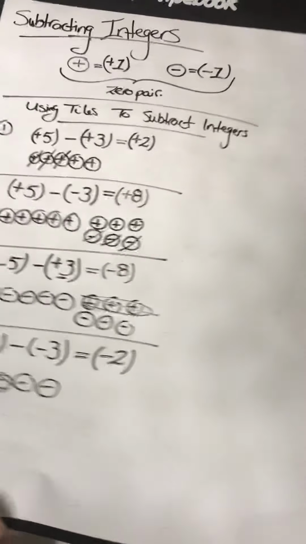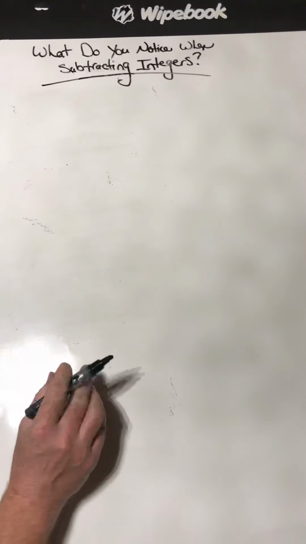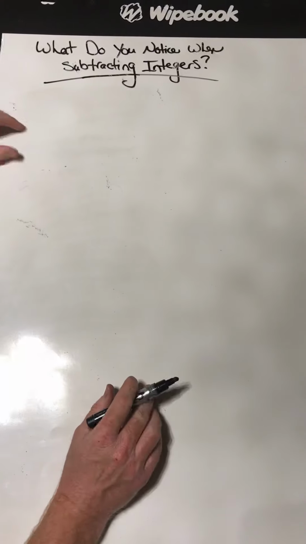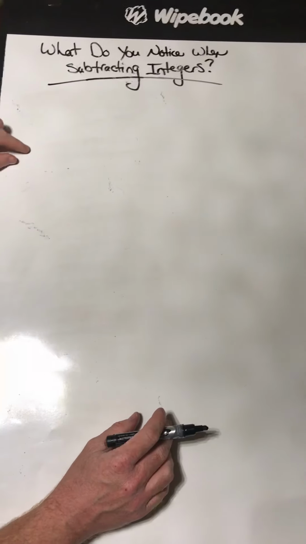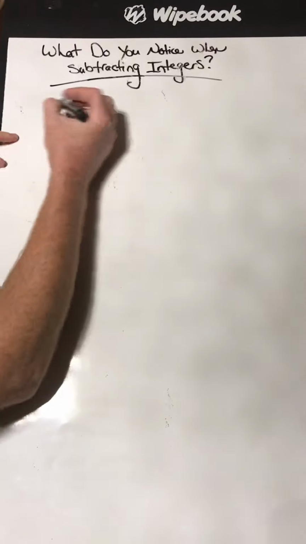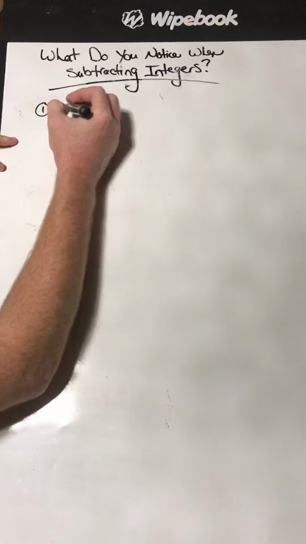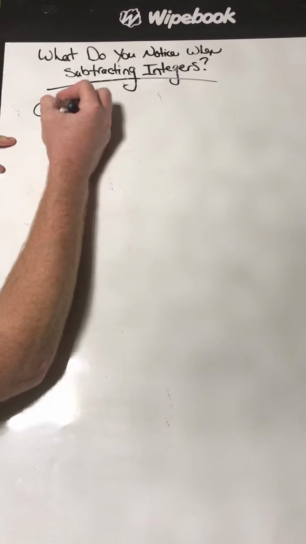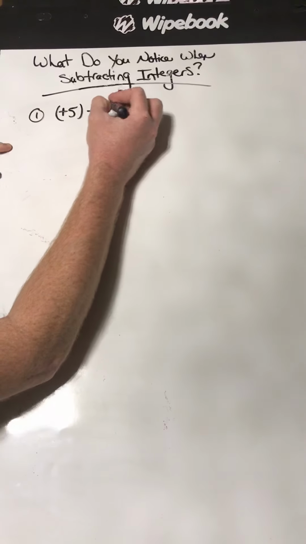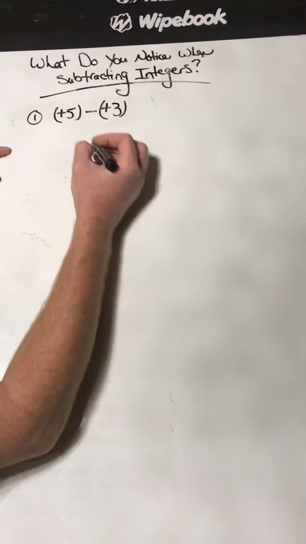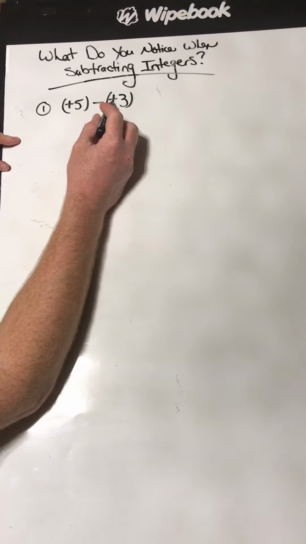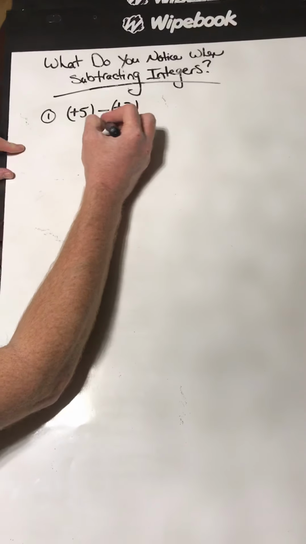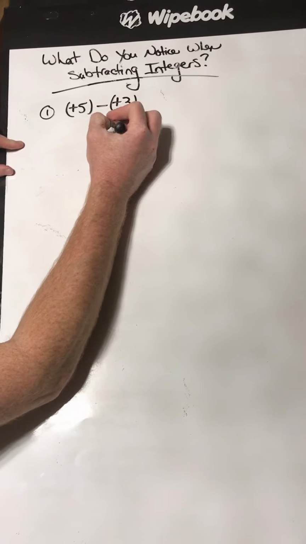And similar to adding integers, some of you may have noticed something when we are subtracting integers. So we're starting with the first one, positive 5 minus positive 3. Again, we look at the signs here. I have a negative and a positive. They're different signs.